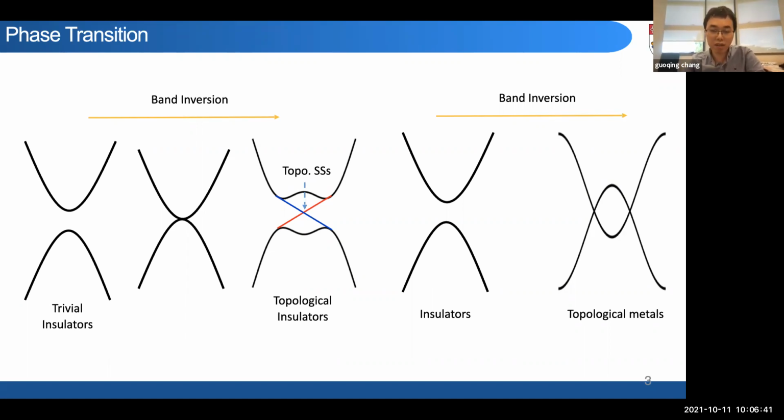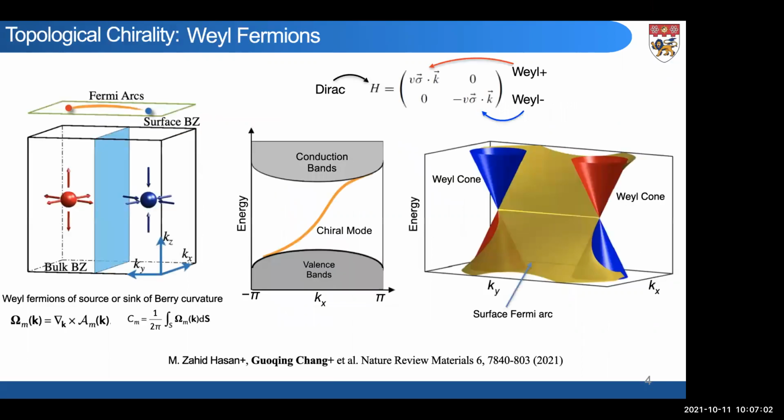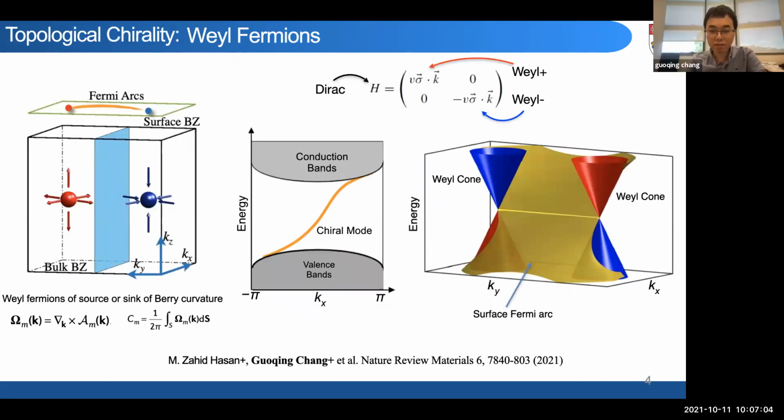But there should be another idea. If these two bands invert, the system can still become gapless, which we call a semi-metal or metal. In this way, we can define the topology of these metal phases. The most typical example is the Weyl semi-metal phase. So let's start from the Dirac equation. We can set the mass term to be 0, and therefore we get the massless Dirac fermions.